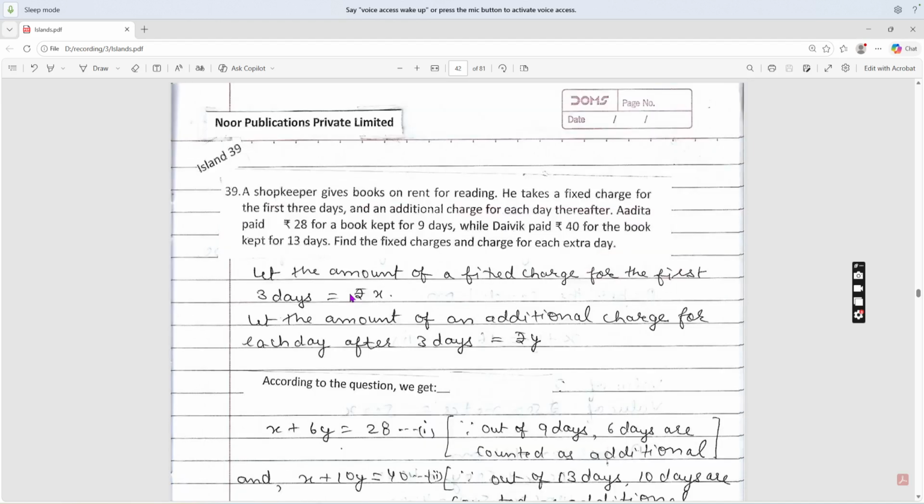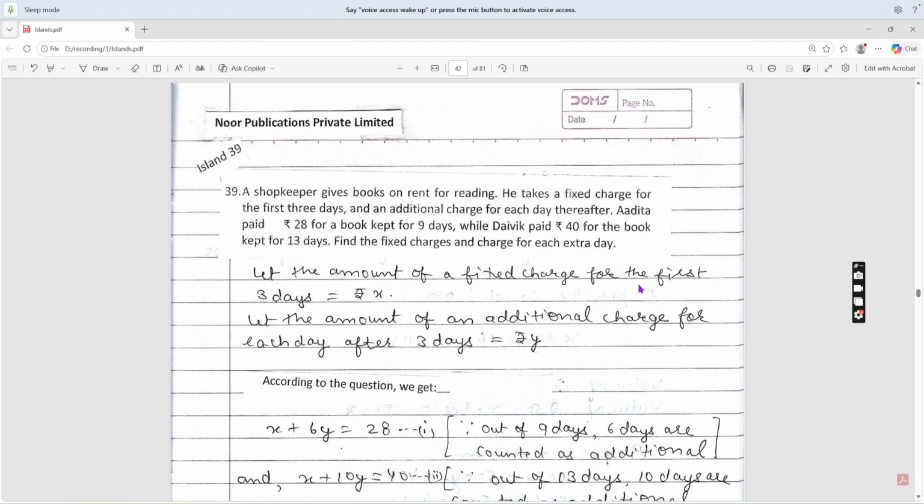Okay, next we are going to see, a shopkeeper gives books on rent for reading. He takes a fixed charge for first 3 days and an additional charge for each successive day thereafter. Aditya paid rupees 28 for a book kept for 9 days, while Devik paid rupees 40 for the book kept for 13 days. Find the fixed charges and charge for each extra day. Very simple. It is just like a taxi fare question.